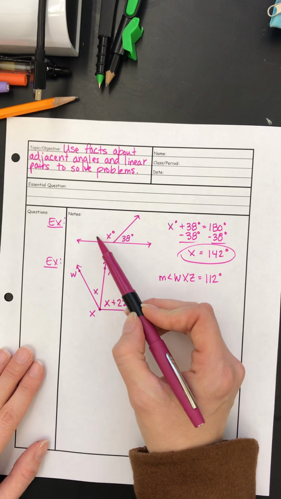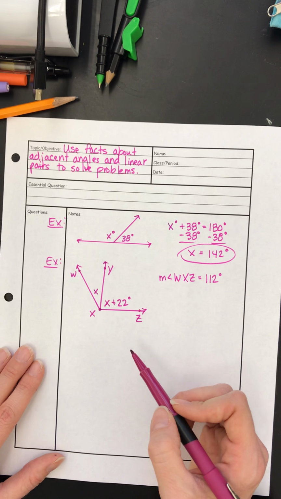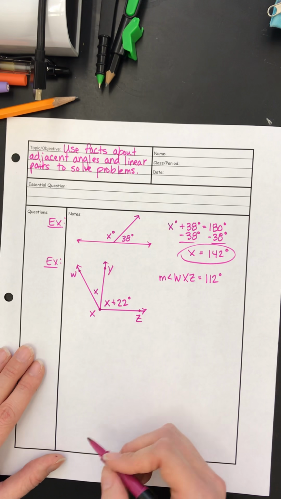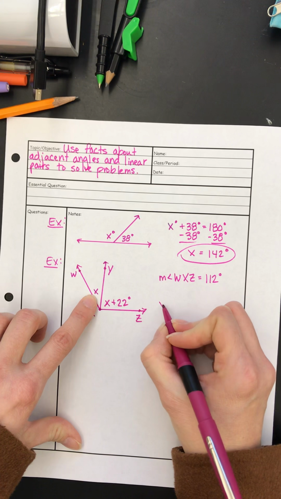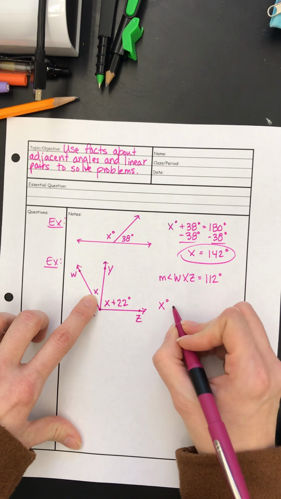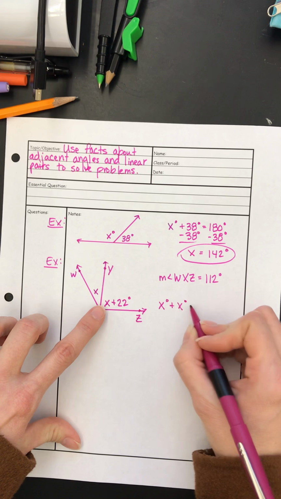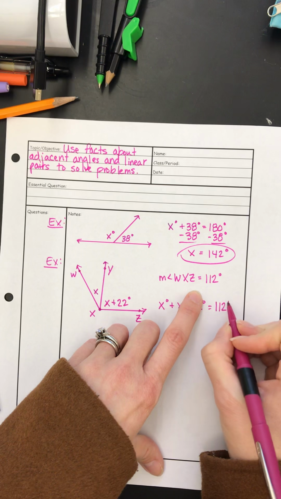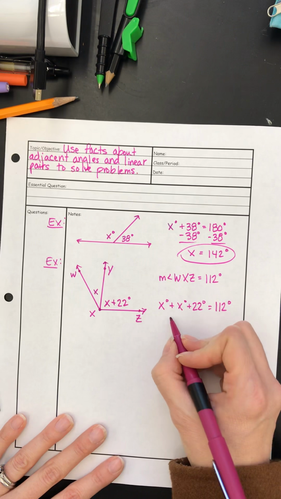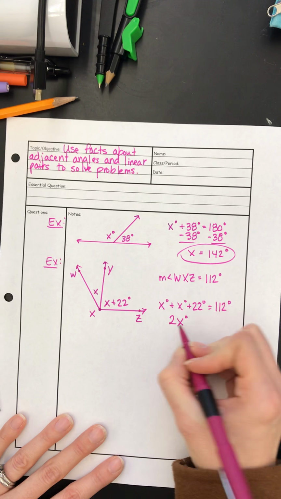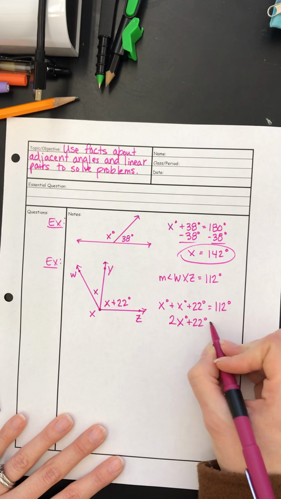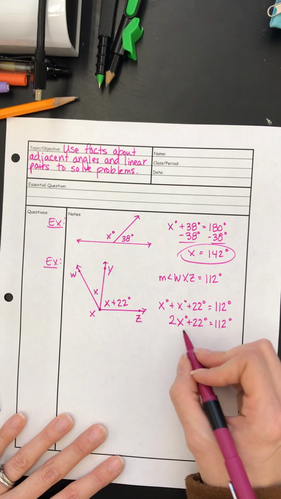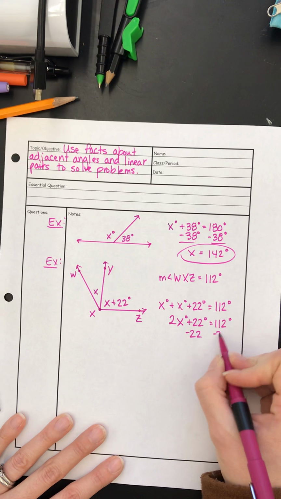Now here we knew that this added up to 180 degrees. Well, these two adjacent angles add up to 112 degrees. So that means we have this angle plus this angle is equal to 112 degrees. So we can combine like terms here. And then we're basically just solving for x. So we're going to subtract 22 from each side.